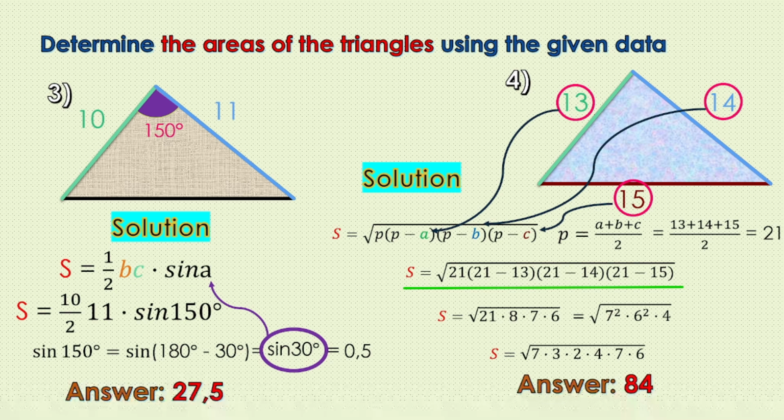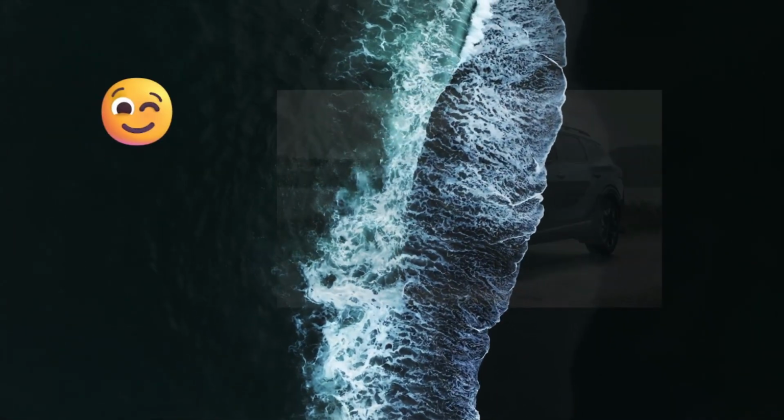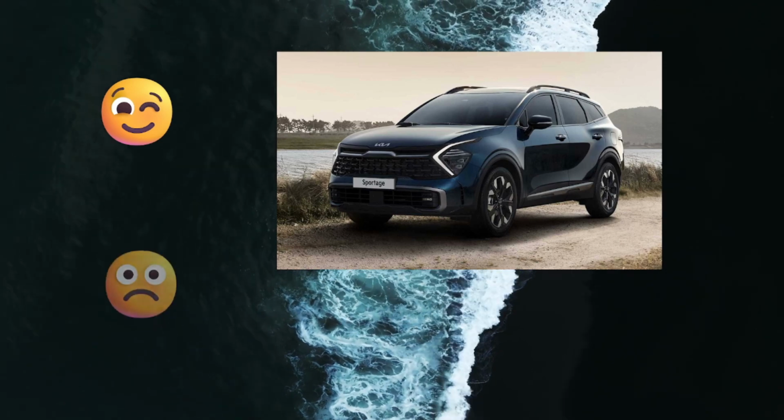The square root of 7 squared is 7. The square root of 6 squared is 6. The square root of 4 is 2. That's the answer, 84.